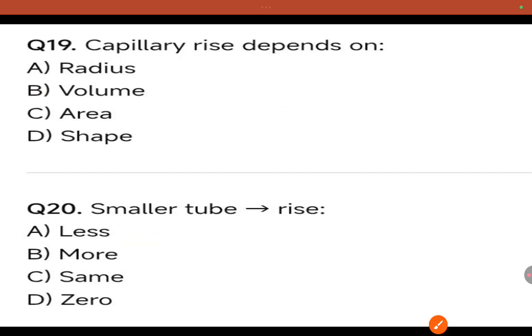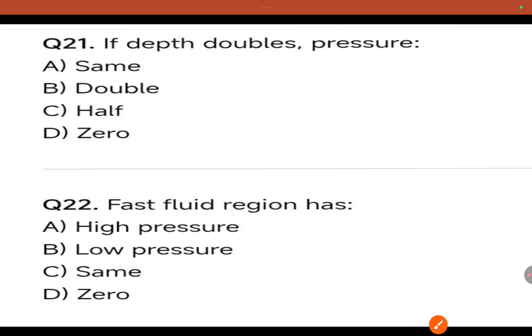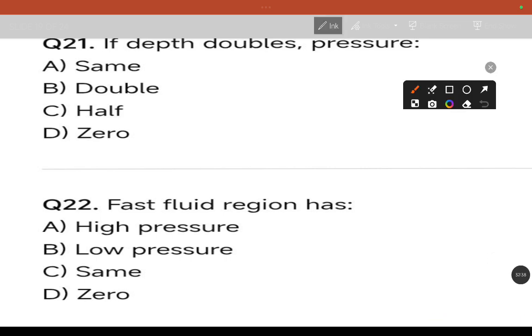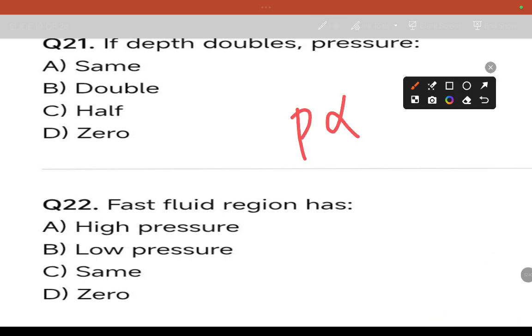If depth doubles, what is the pressure? Just now we discussed similarly. Pressure is proportional to height. If depth is doubled, pressure also doubles. A fast fluid region has low pressure.